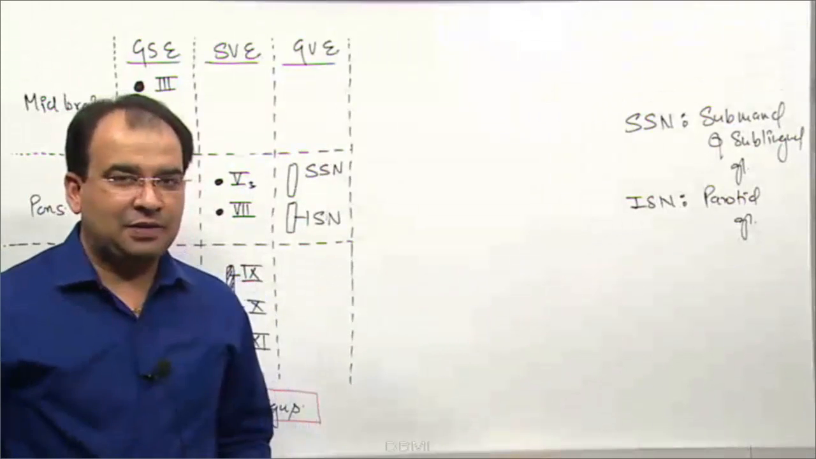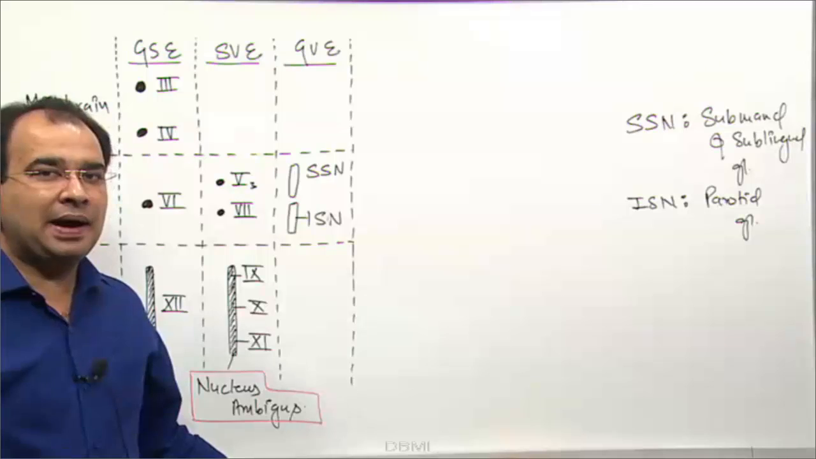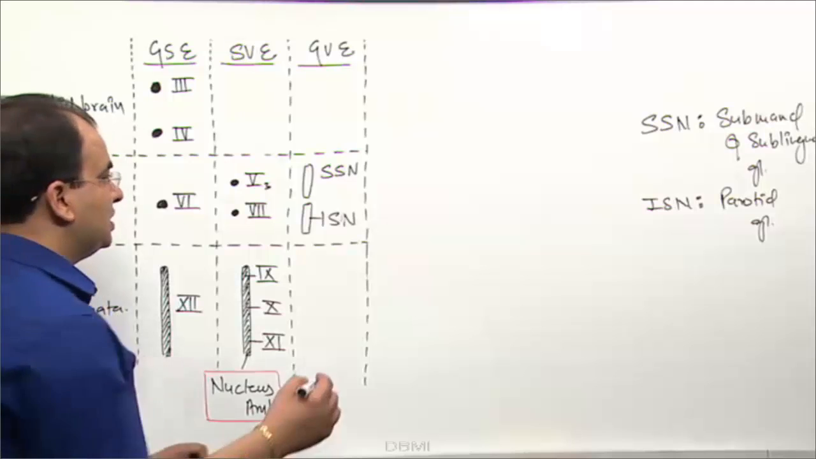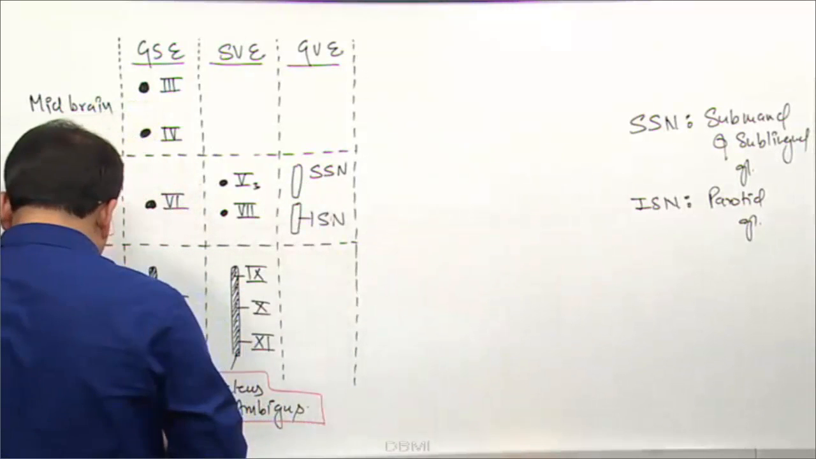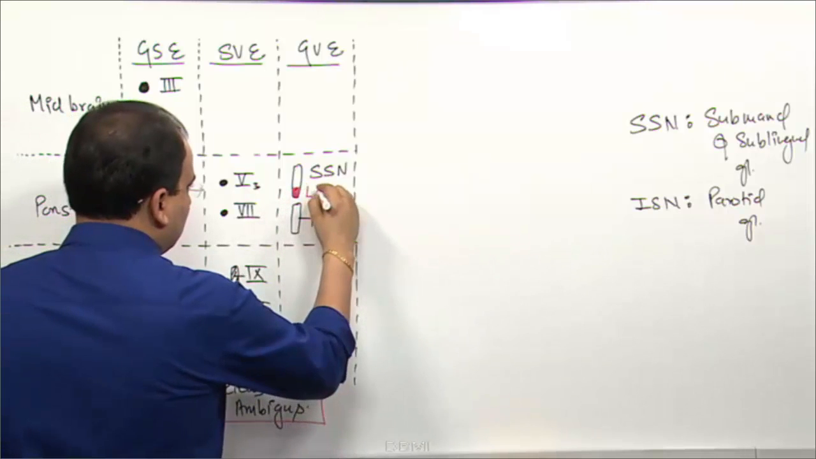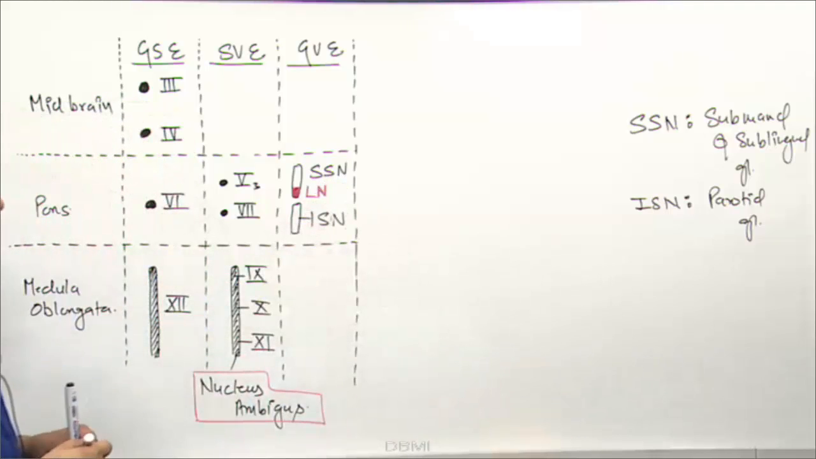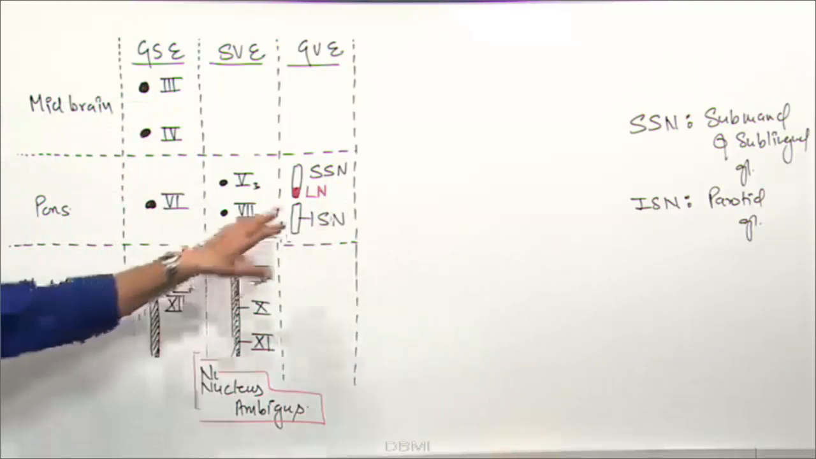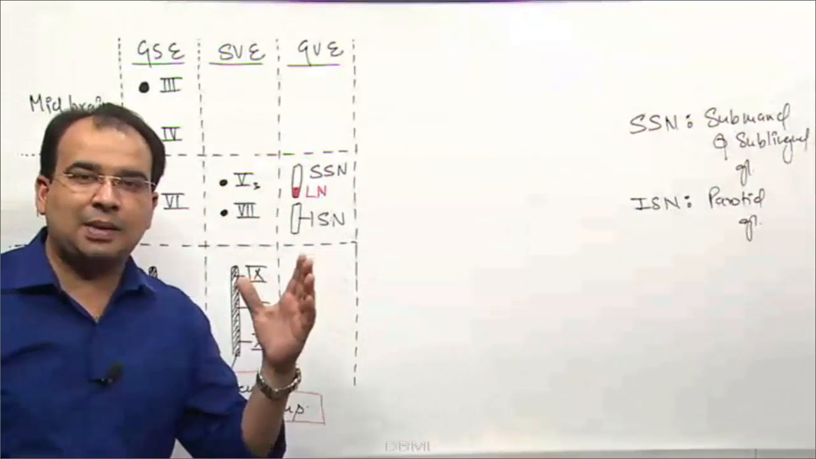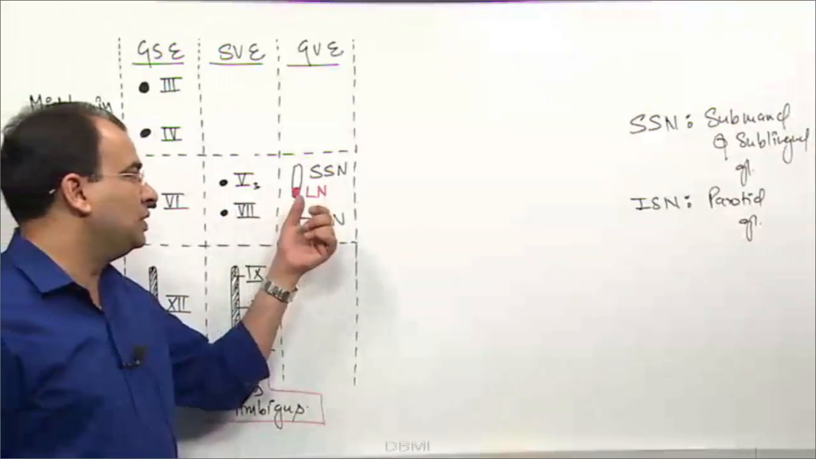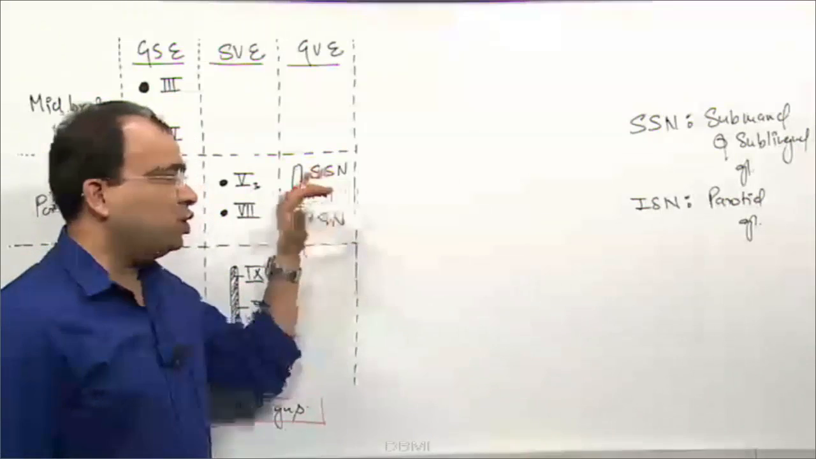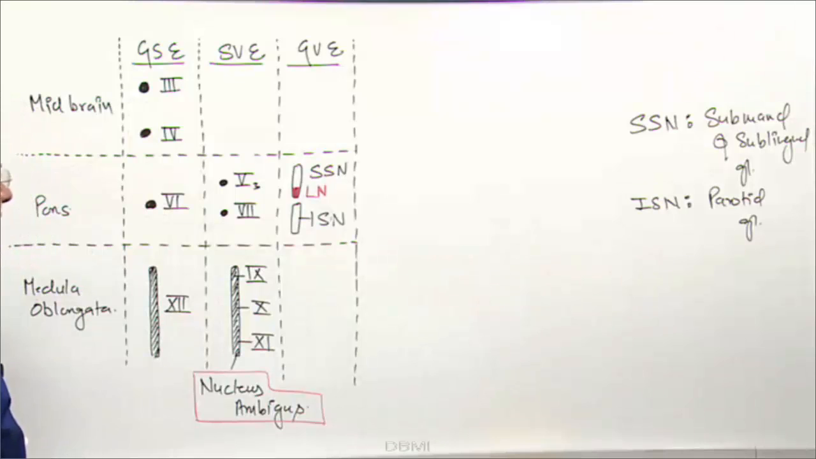What about the lacrimal gland? If the question says that the lacrimal gland is supplied by which nucleus, then the lacrimatory nucleus is nothing but the caudal part of the superior salivatory nucleus. I am writing LN here, that is lacrimatory nucleus. So if the question asks what supplies the lacrimal gland, you will go with the superior salivatory nucleus only. Obviously you will not get the lacrimatory nucleus in the options, so your answer will be superior salivatory nucleus.